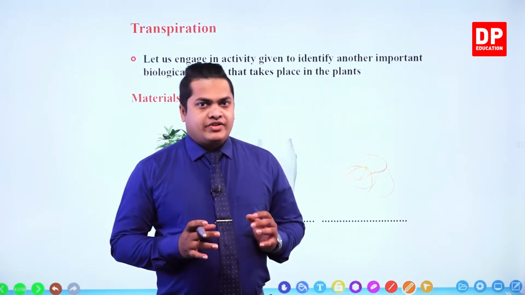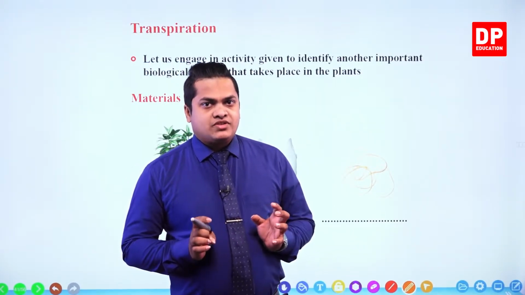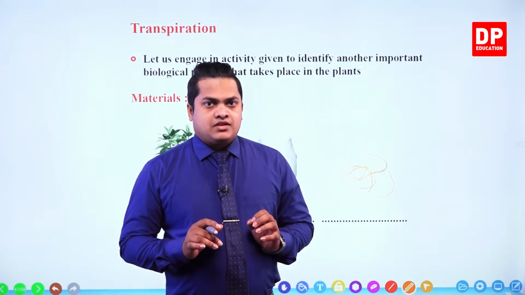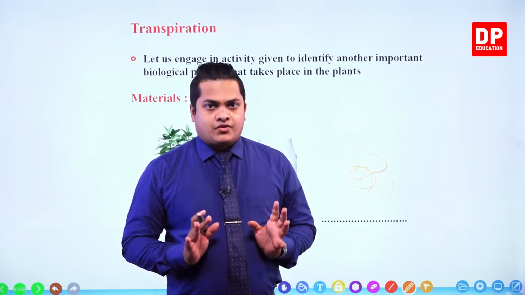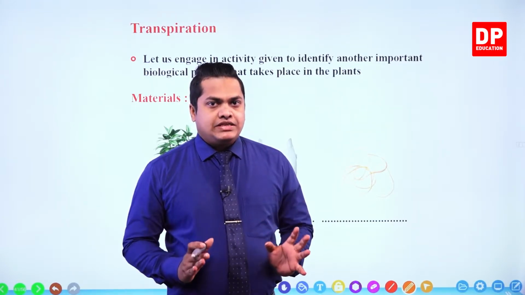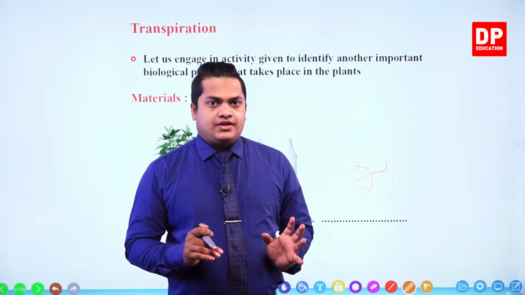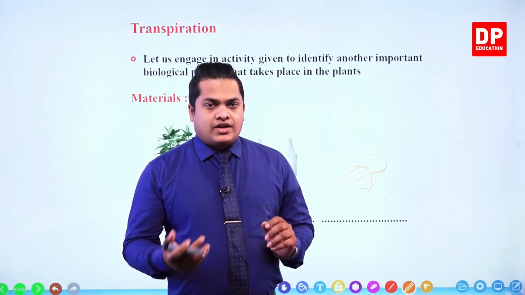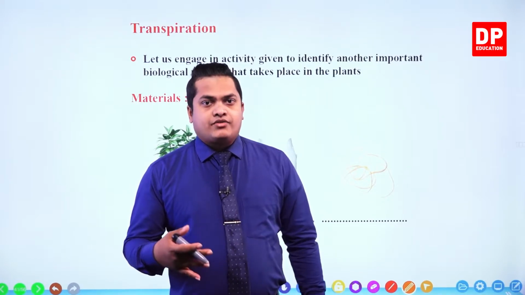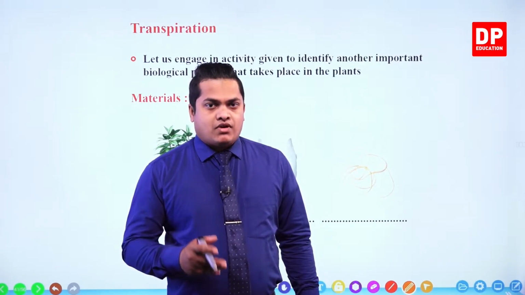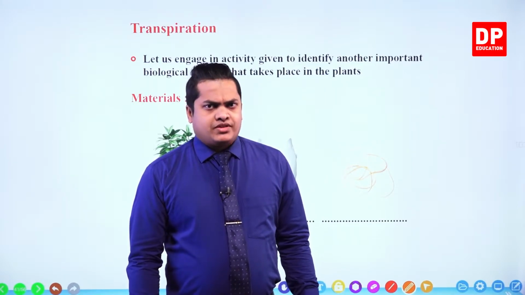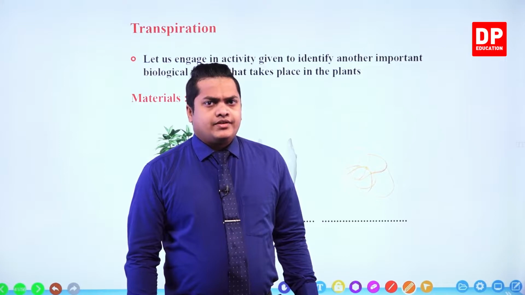Right, my dear children. Now, in the earlier chapters, we discussed several biological processes that occur within a plant. First of all, we discussed photosynthesis. Then we discussed how these photosynthetic products and other products get transported from one place to another in a plant. And we discussed the transportation methods in the earlier chapters of the lesson.